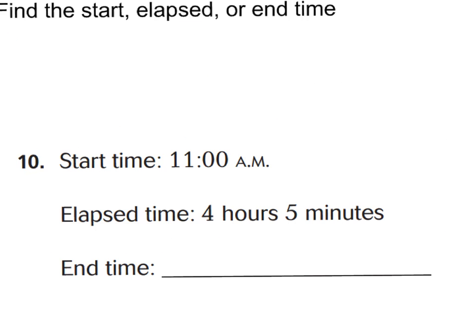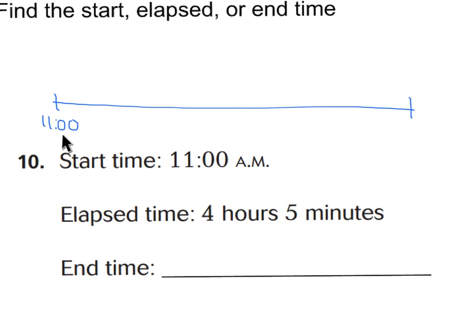Now last year in 4th grade, we learned the strategy of drawing a number line to help you find elapsed time. So let's look at this question. Question number 10 says, our start time is 11 o'clock. The elapsed time, how long it took, was 4 hours and 5 minutes. So what would be your end time? So with this, we're going to make a number line. Go ahead and draw a number line with me for number 10. And I want you to put the start time as 11 o'clock. Now, our goal is to find our end time. So we have to have 4 hours and 5 minutes pass.